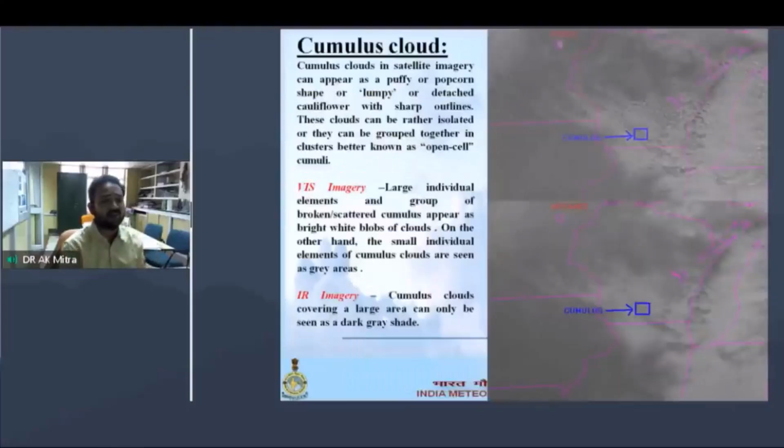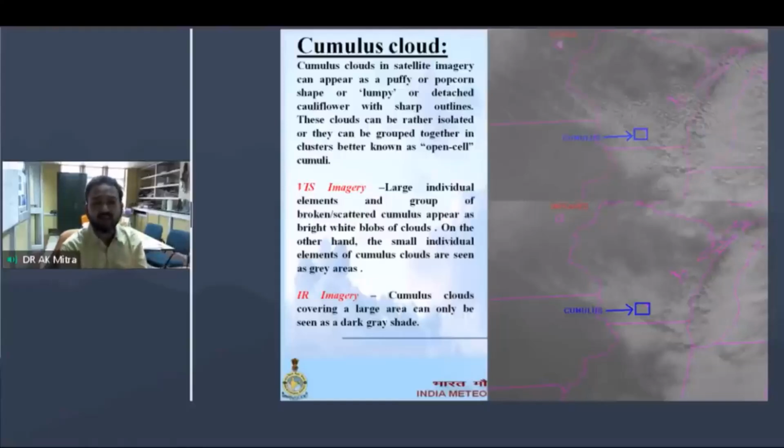Like the cumulus cloud, if I can show you from the visible imagery. As you have seen, the meteorological satellite basically has three things: IR, visible, and microwave. IR and visible play almost 90% of the role for the geostationary perspective and weather applications. In visible imagery, large individual elements and groups of broken scattered cumulus appear as bright white blobs, while small individual elements are seen in a gray area. Whereas in IR imagery, cumulus cloud covering a large area can only be seen as dark gray.